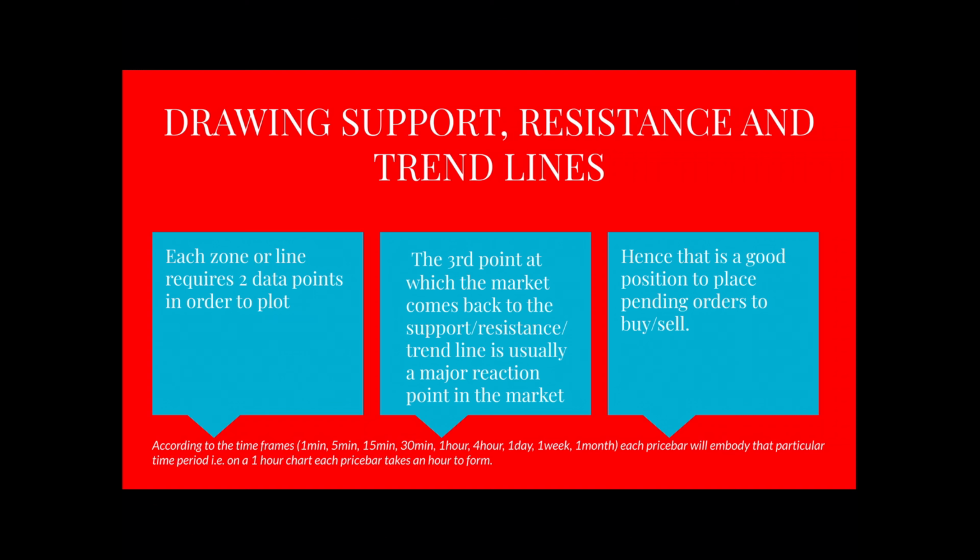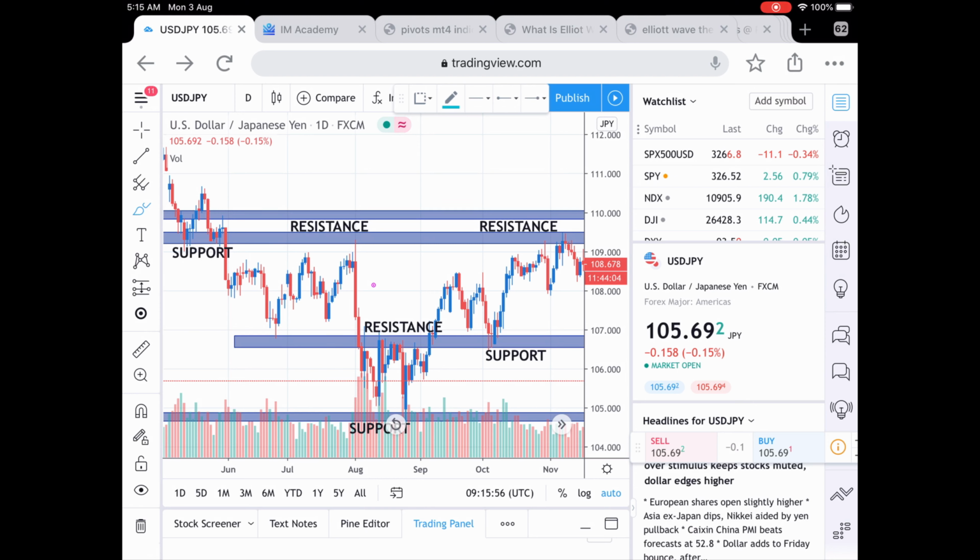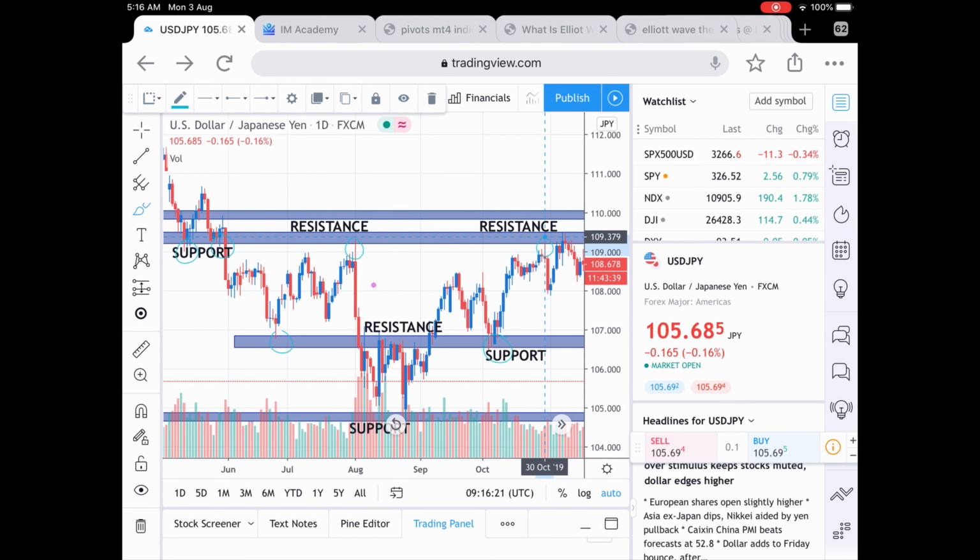So this is how you draw support, resistance, and trend lines. Each zone, because support and resistance is more of a zone, or a line, which is the trend line, requires 2 data points in which to plot. Just like if you are doing math and you have a graph, you need at least 2 points in order to draw a line. And the same thing, you need at least 2 points in order to draw the zone, right?